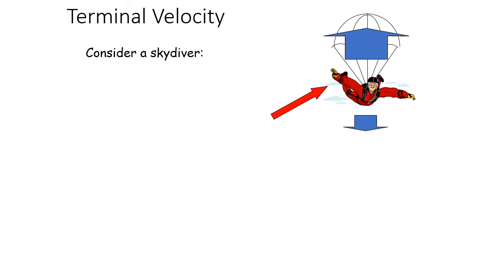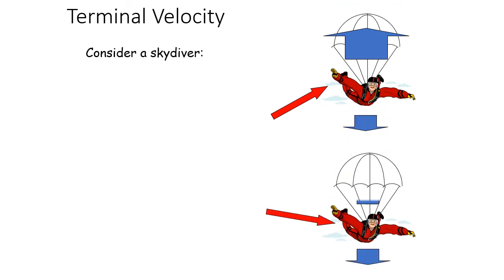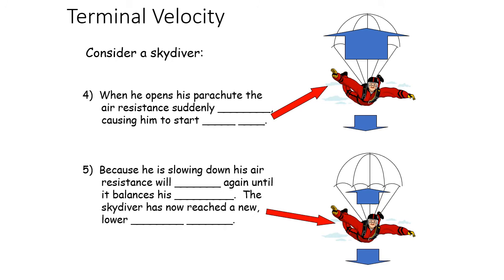Now the second case is when he opens his parachute. Suddenly the air resistance increases to more than his weight. While falling down, there is another point when the upward force is equal to the downward force, and the skydiver attains a second terminal velocity when both forces are equal to each other. It will attain a constant velocity, and we call that the second terminal velocity. You can discuss with your partners for steps 4 and 5.